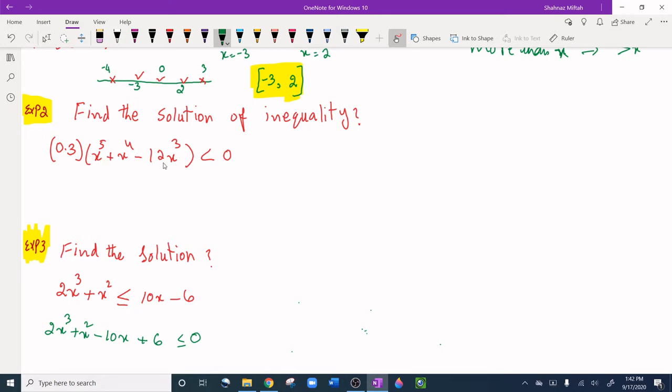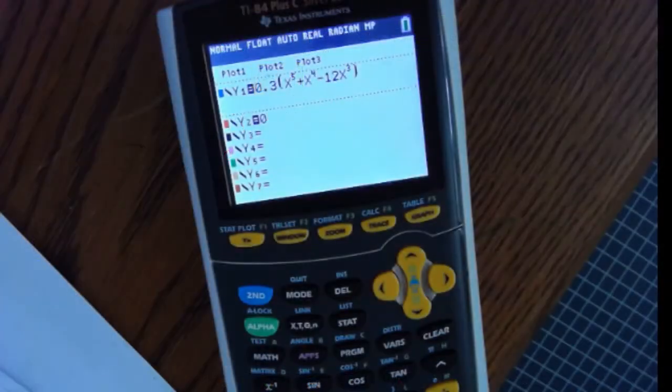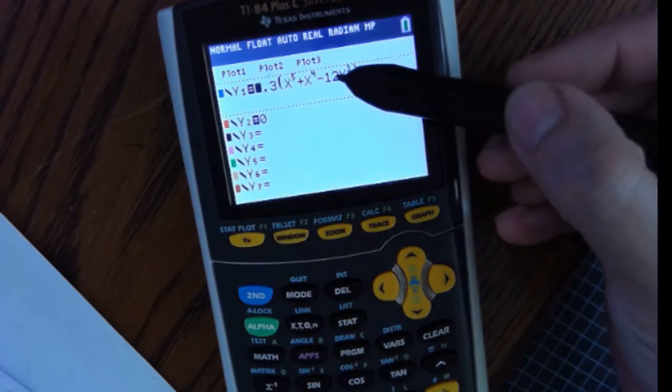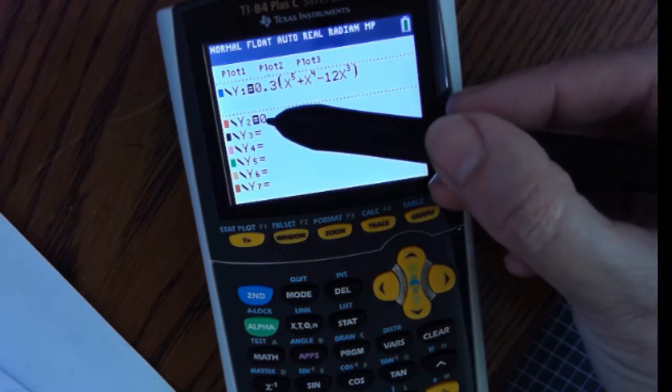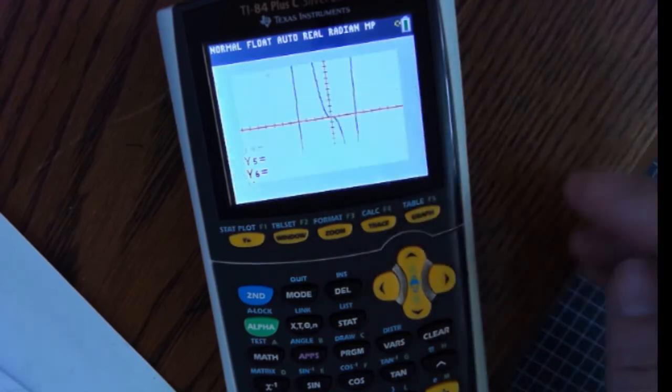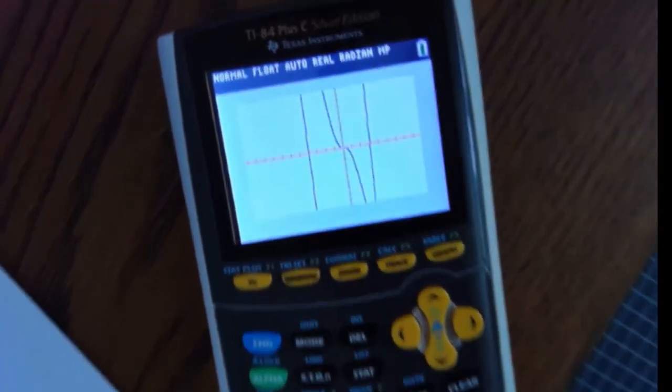Now I can't factor out x to the power 5, it's really hard. So what we can do, we're going to graph this 0.3 x to the power 5 expression on y1, and we're going to graph 0 on y2 on the calculator, or if you don't have a graphing calculator, use the online graphing calculator or Desmos. So I'm going to go back to the calculator, and I will show you, this is how I typed in my equation, and in y2 I typed in my 0, and I'm going to graph that. Once I graph, the graph looks like that.